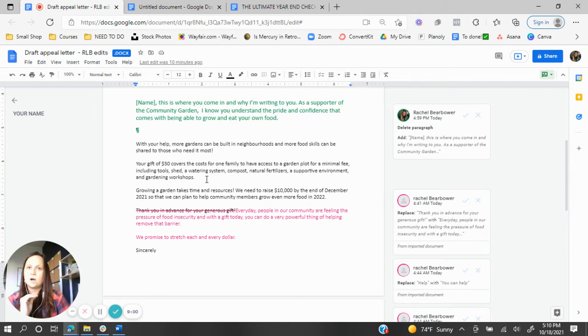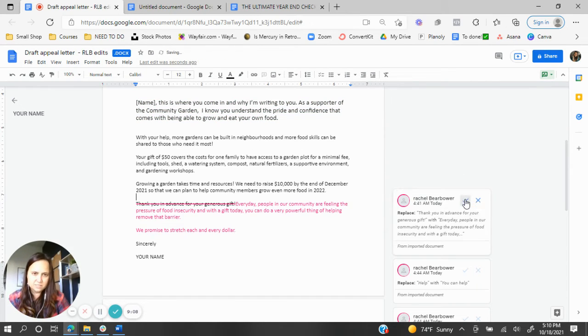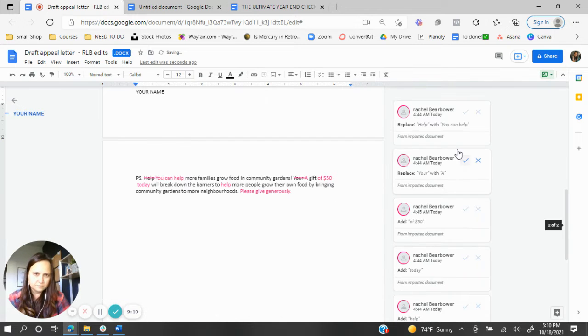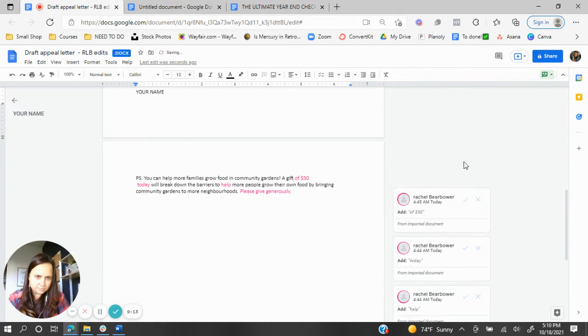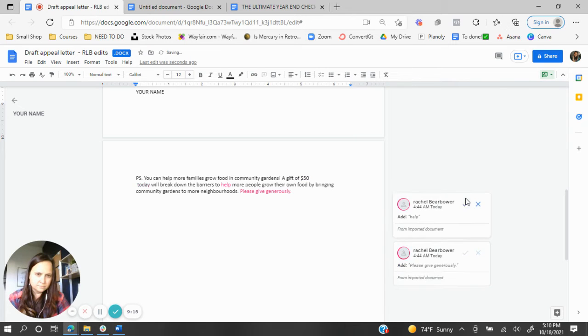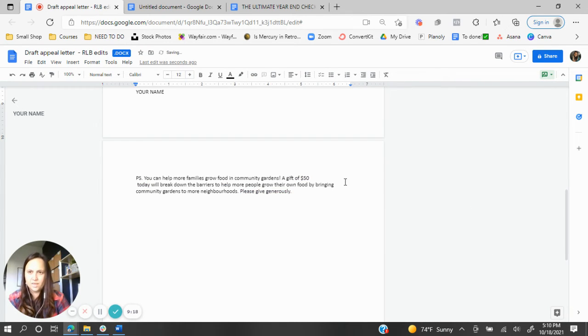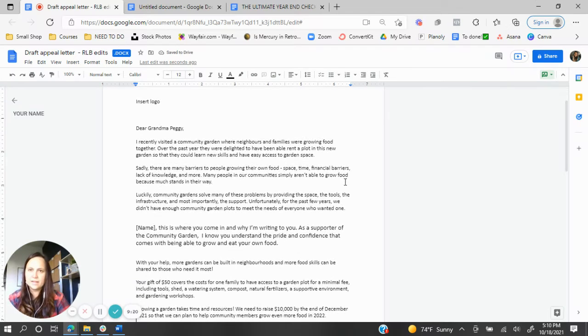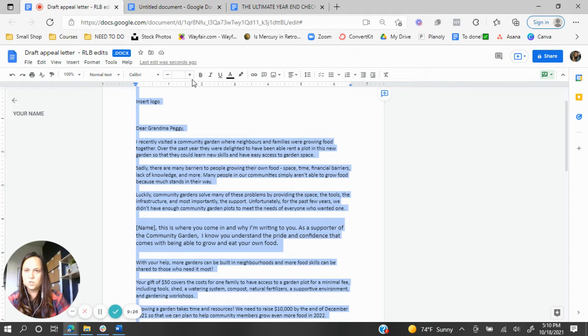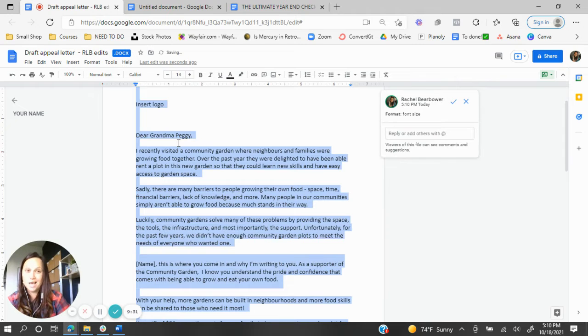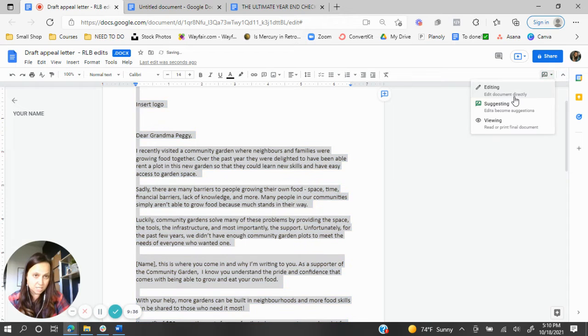Now, if you are printing this letter, I want to show you how to format this. So we are going to accept all of these changes really quick here. Okay, so we've got a letter here. Now, one thing that you want to do is you want to make sure that this letter is like size 14 font. I'm also going to get rid of the suggesting here.